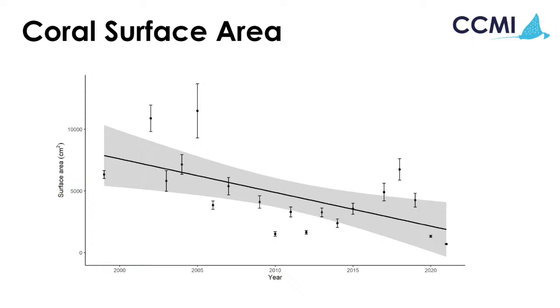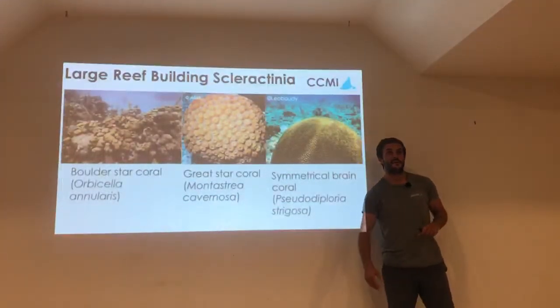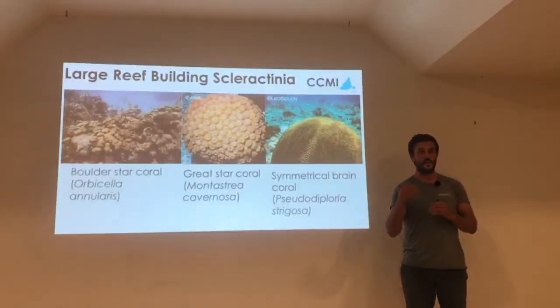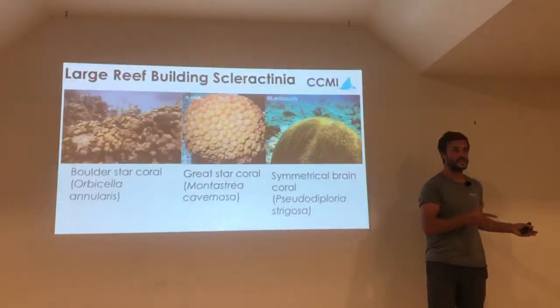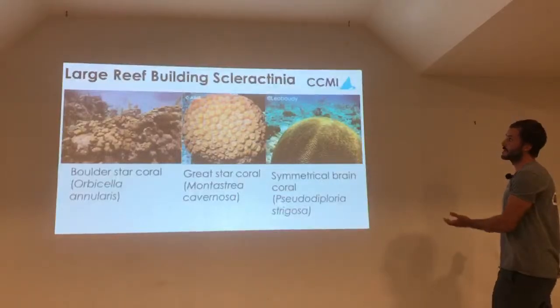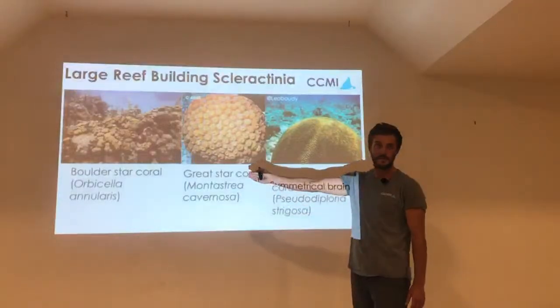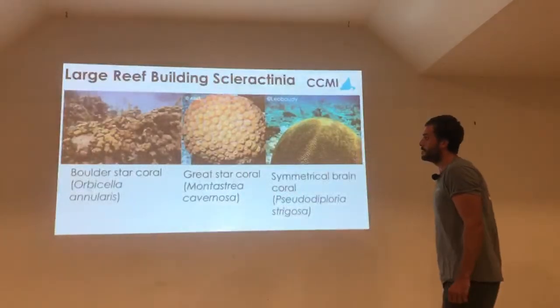So what I did for the next bit of data was I found out the top 10 coral species and then filtered them into their genus. So I want to share with you now the large reef building Scleractinia. So you've probably seen this boulder star coral, Orbicella annularis, when you've been diving.